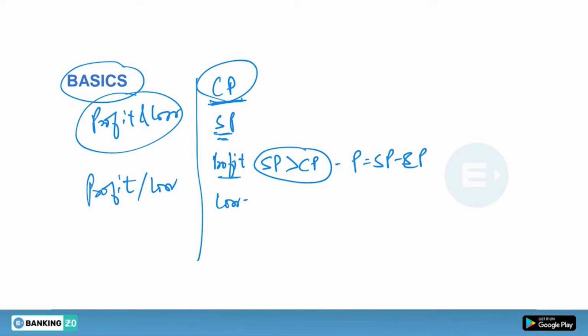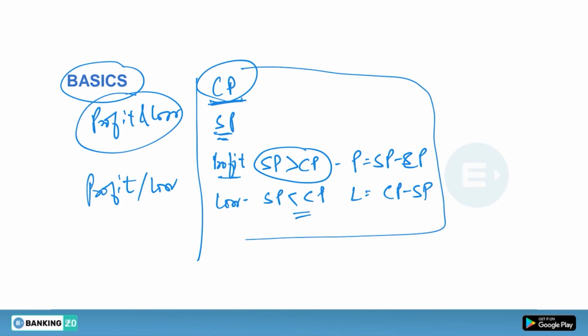And what is loss called? When the selling price of an item is less than the cost price, that means the cost price is higher than the selling price, loss is incurred. So loss will be CP minus SP. So the concept of profit and loss is only about these 4 definitions.